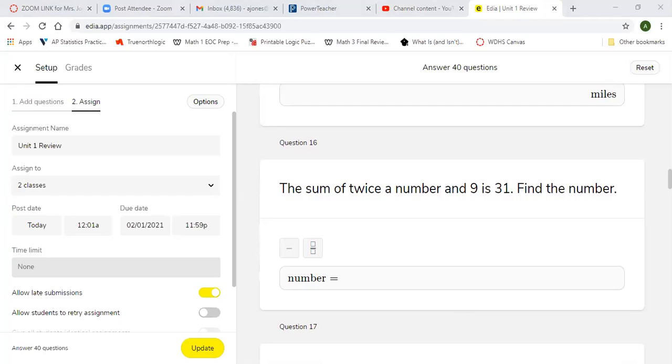How do I solve this? Subtract 9. 31 minus 9 is 22. Divide by 2, and x equals 11. So again, just set it up and go from there.